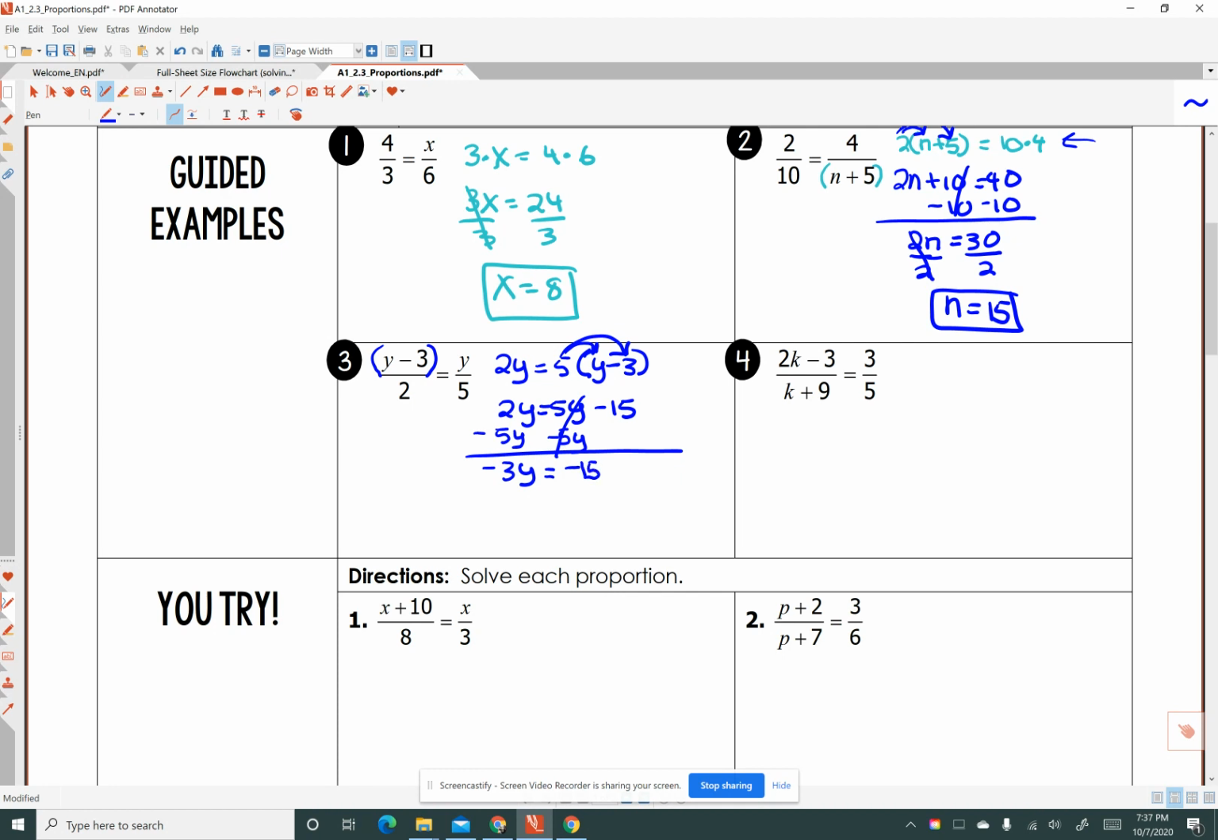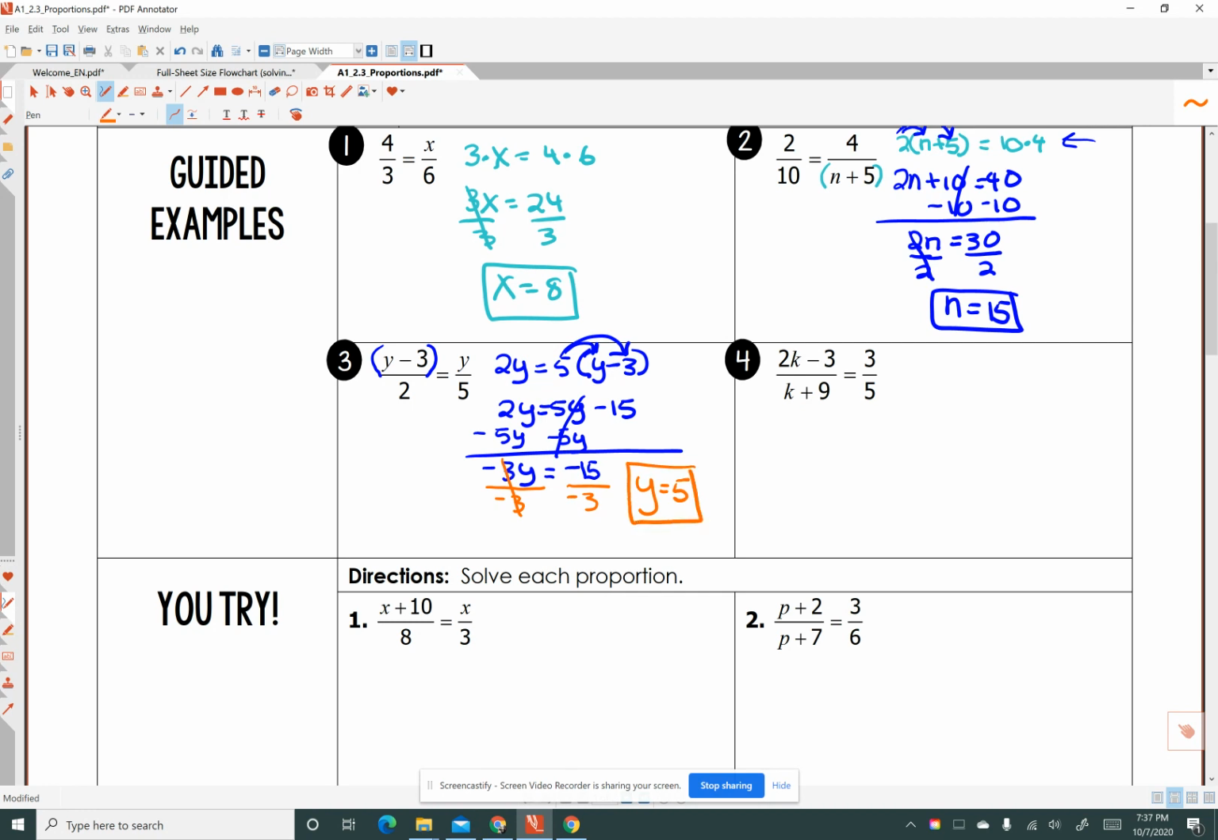So now we will divide. Let's change a color so we can show our steps. We'll divide both sides of this equation by negative 3. Remember, a negative divided by a negative is positive, so y equals 5.